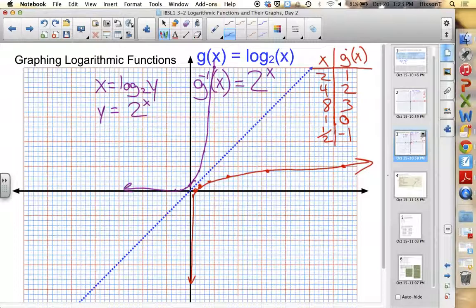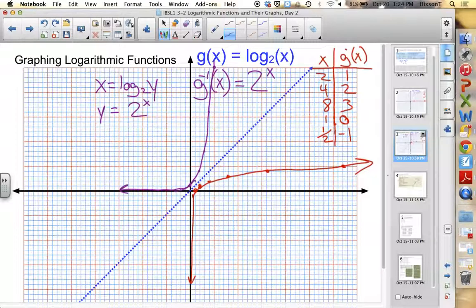Anyways, notice though, look at the graph. We've got a reflection here, a reflection across the line y equals x. You notice here our logarithm had an asymptote at x equals 0. We knew from before our exponential has an asymptote at y equals 0. The domain here is everything greater than 0. The range here was everything greater than 0.